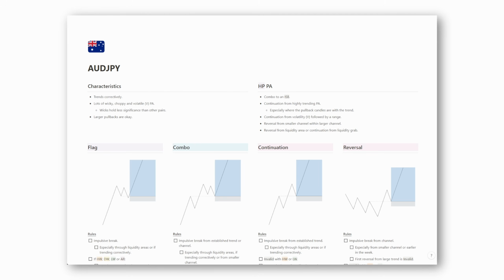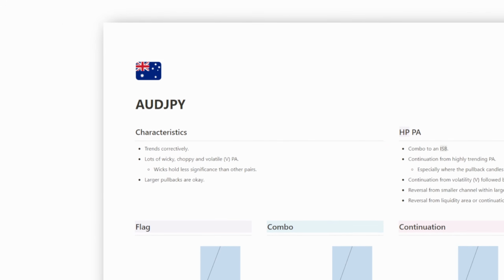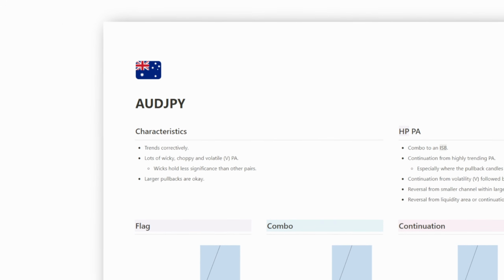Each of my pairs has its own checklist. So on AJ, for example, I have the pair characteristics in the top left corner. I know that this pair trends more correctively than other pairs. You tend to get a feeling of how a pair moves, but it's good to have more specific pair characteristics in the corner when you're about to take a trade.